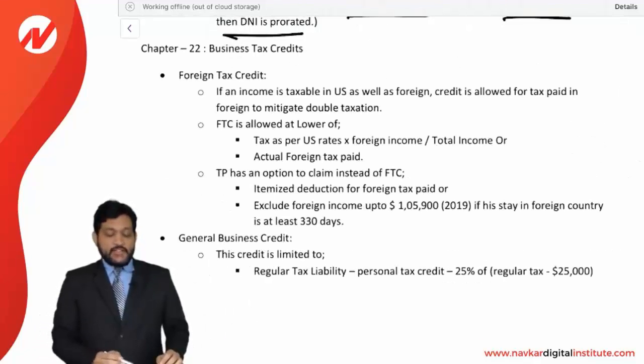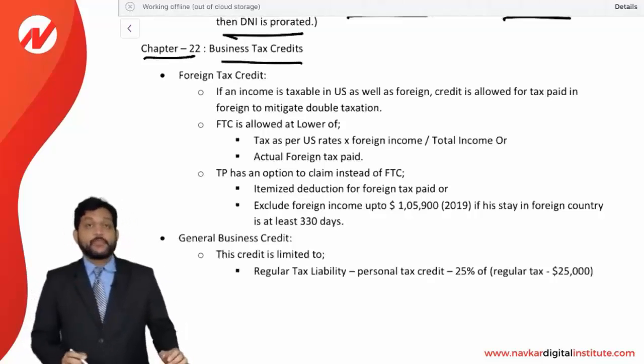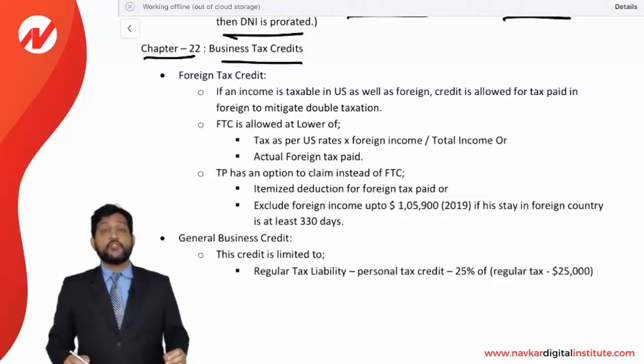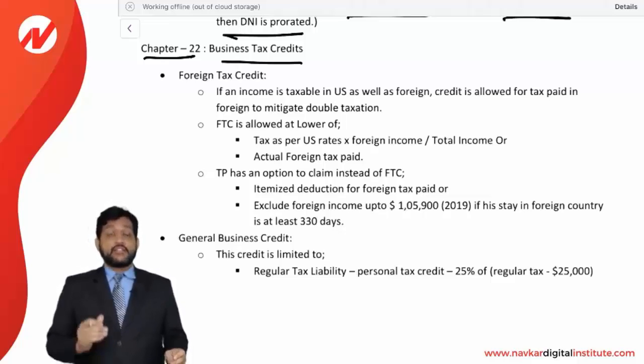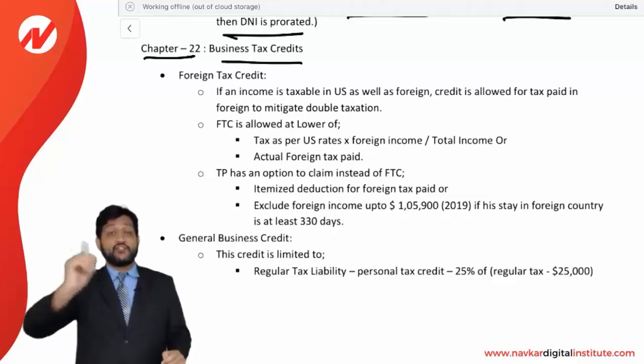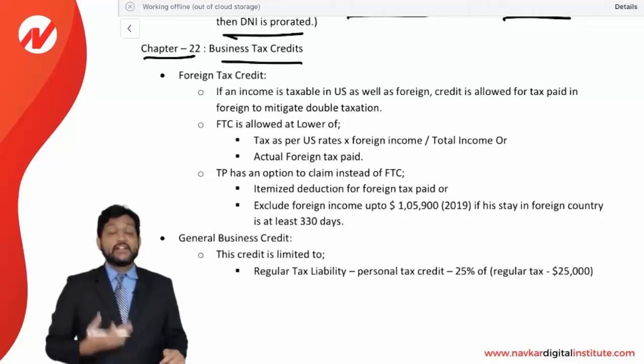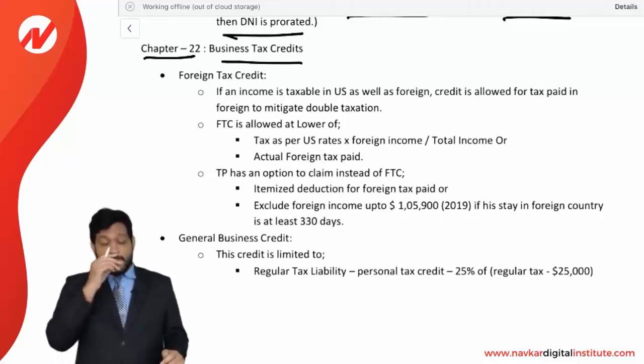Now friends, let us see the next chapter, number 22, business tax credits. The tax credits which are available to corporations, corporate entities, we are going to discuss here. We had seen tax credits at the time of individual taxation also. That was called a personal tax credit, and this is called a business tax credit. So certain business tax credits are allowed to corporate entities, which we'll be discussing here one by one.